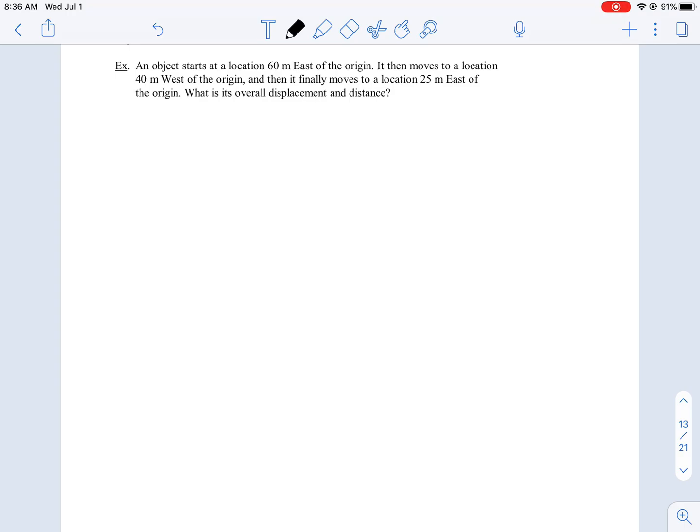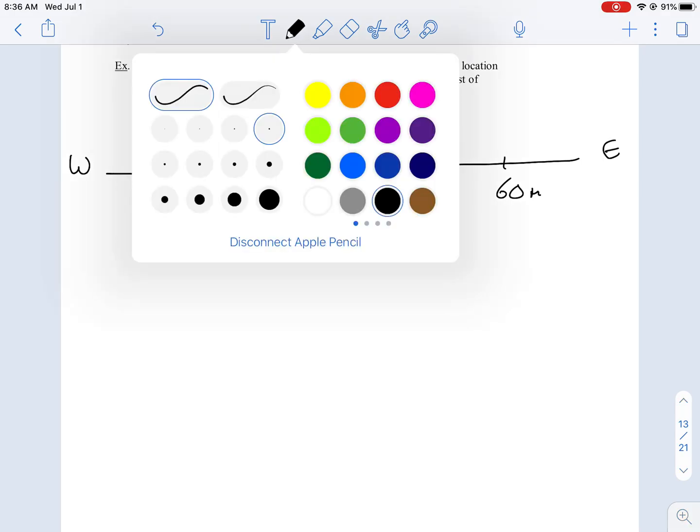So we're just going to do a nice long line. And let's say on the right-hand side, that's east, and on the left-hand side, let's call that west. Let's also bring in an origin somewhere. There's your 0 location. And you know this thing actually starts in a location 60 meters east of the origin. Okay, so let's go over here, and there's your 60 meters east of the origin. Now this is where the object actually starts.